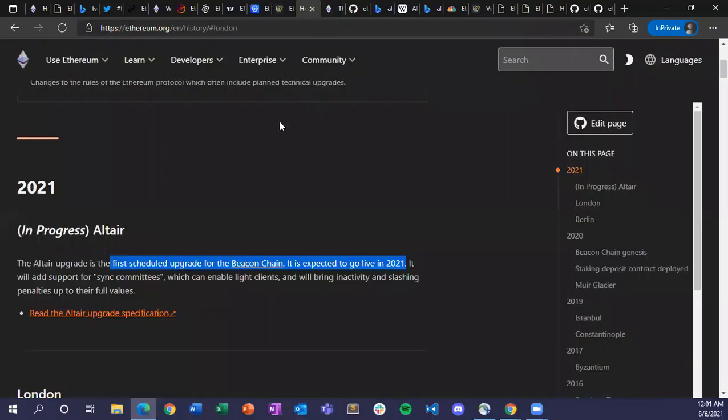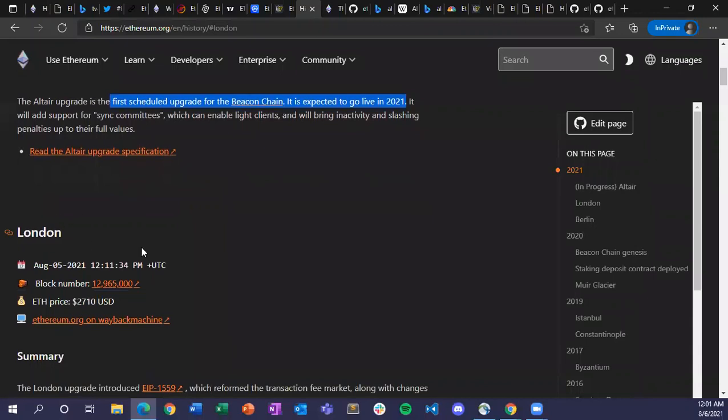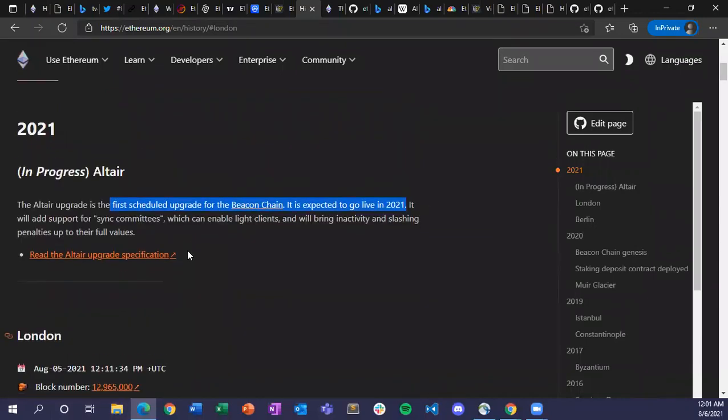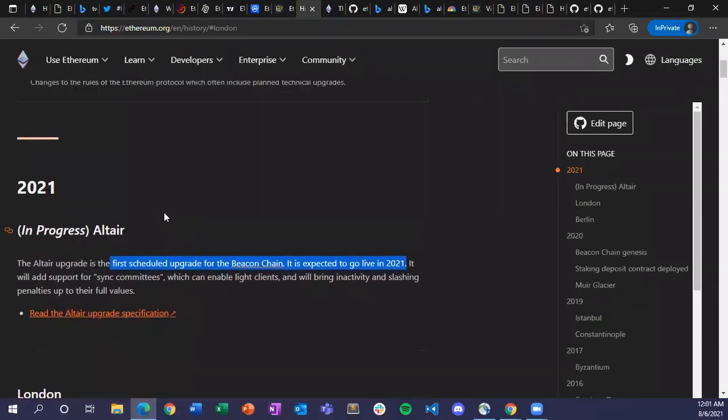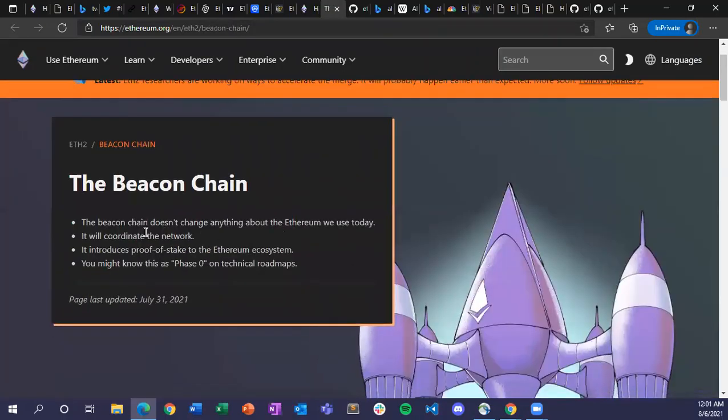So if we go back to their website here, right above the London hard fork details, if you scroll up there, we see that there's another improvement called Altair. It's currently in progress, and it's the first scheduled upgrade for the beacon chain. Expected to go live later in 2021 in this case. It'll add support for sync committees, which can enable light clients and bring inactivity and slashing penalties up to their full values.